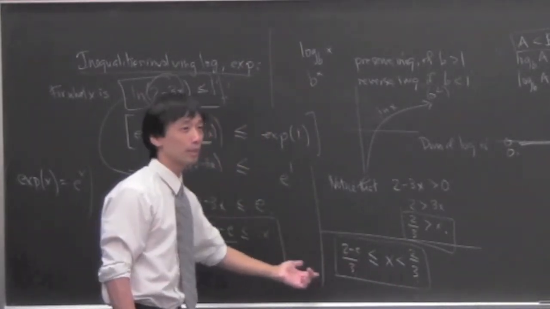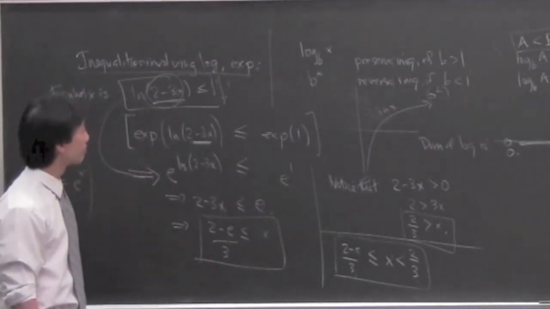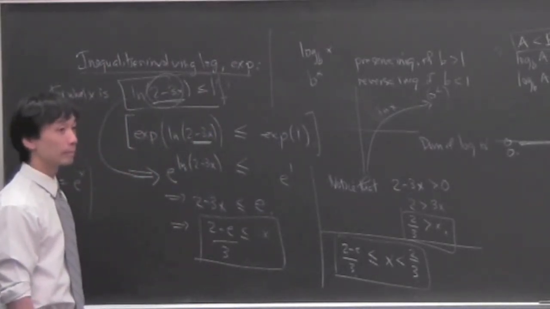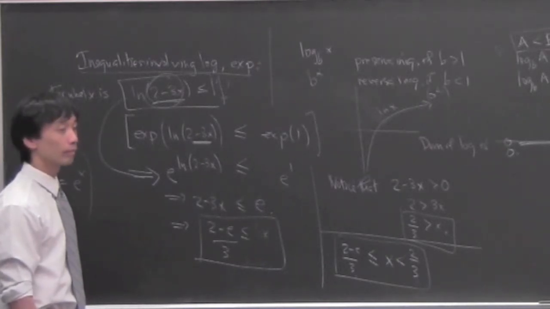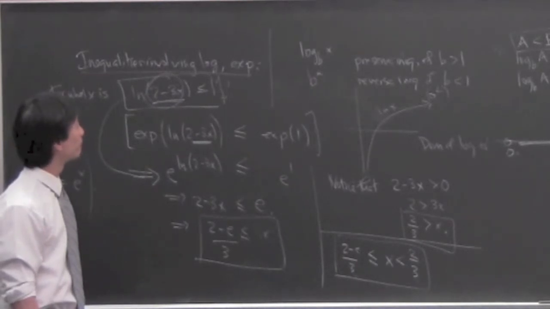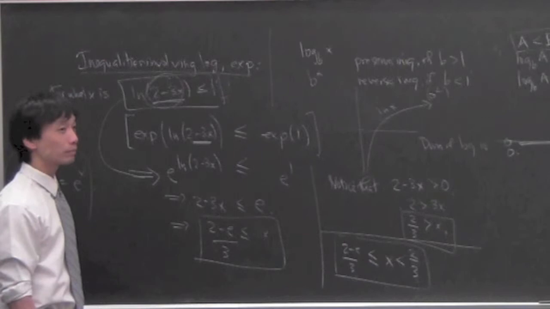Just to make sure I understand it, so with an inequality, you can never write e to the 1 is greater than or equal to 2 minus 3x? You can never translate it like that? You just have to do the log on both sides or something.